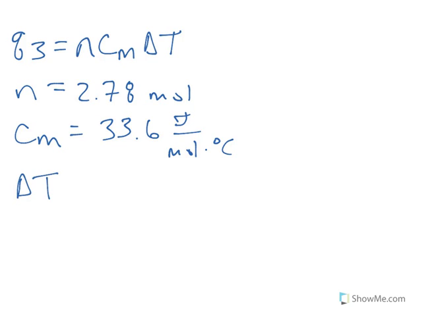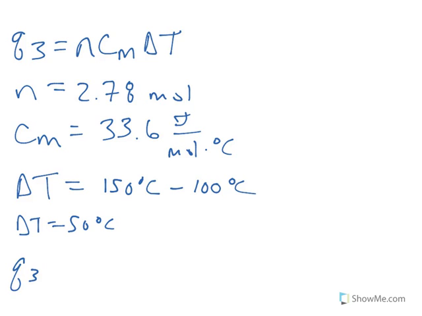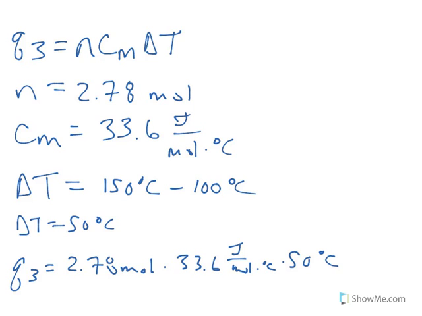And delta T, we're going from 150 degrees C, that's our final temperature, and our initial temperature is 100 degrees C, not 50, because we started leg 3 at 100 degrees C. So my delta T is 50 degrees C. So Q3 is going to be 2.78 mole times 33.6 joule per mole degree C times 50 degrees C. And when I multiply those three together, I get 4,670 joule.